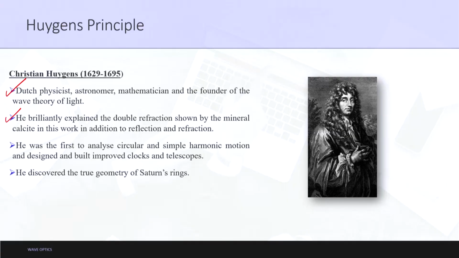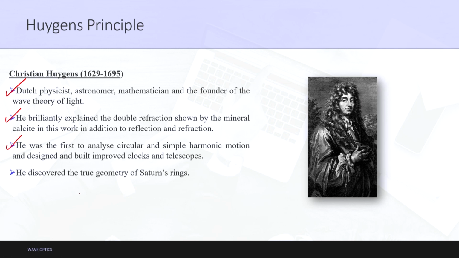So, he was the first to analyze circular and simple harmonic motion. I guess simple harmonic motion is being taught to you in some other chapter. He also designed and built improved clocks and telescopes. So, using the time theory and all, he improved clocks and telescopes at that time, 1629 to 1695. Today is 2023, so it is around 300 or 400 years back.